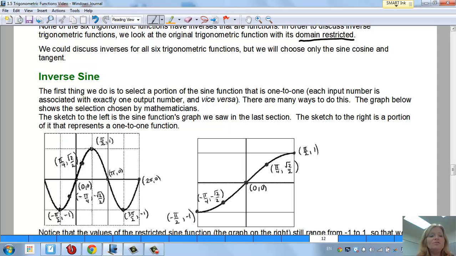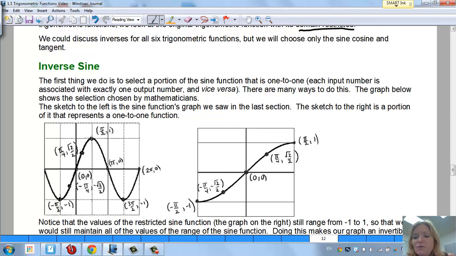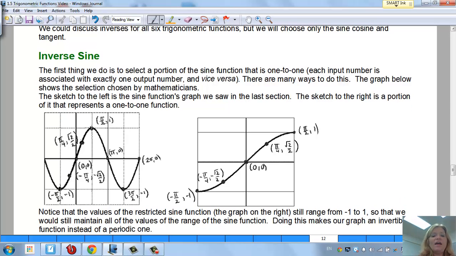The graph below shows a selection chosen by mathematicians. The sketch to the left is the sine function's graph, the one we saw last section. The sketch to the right is a portion that represents the one-to-one. If you look at the points they gave here, you're going to have to restrict it, because once you go past that, it's not a function anymore when you do the inverse.